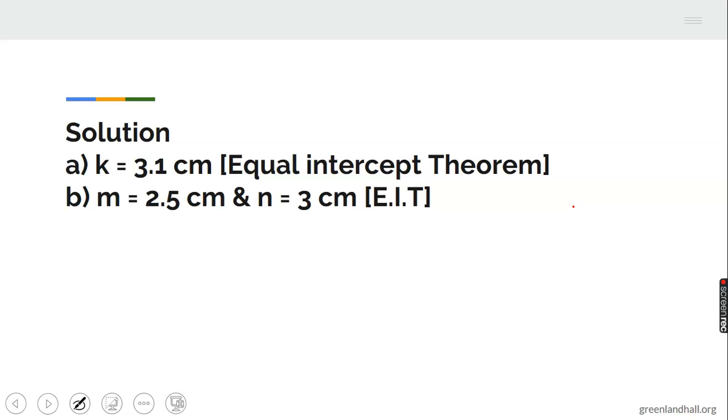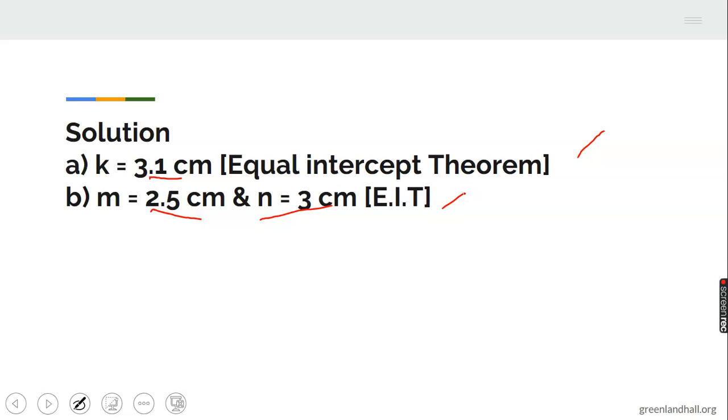Equal intercept theorem. K is 3.1, because the other two sides are the same. Then the same thing, M is 2.5, N is 3 cm, the same theorem.